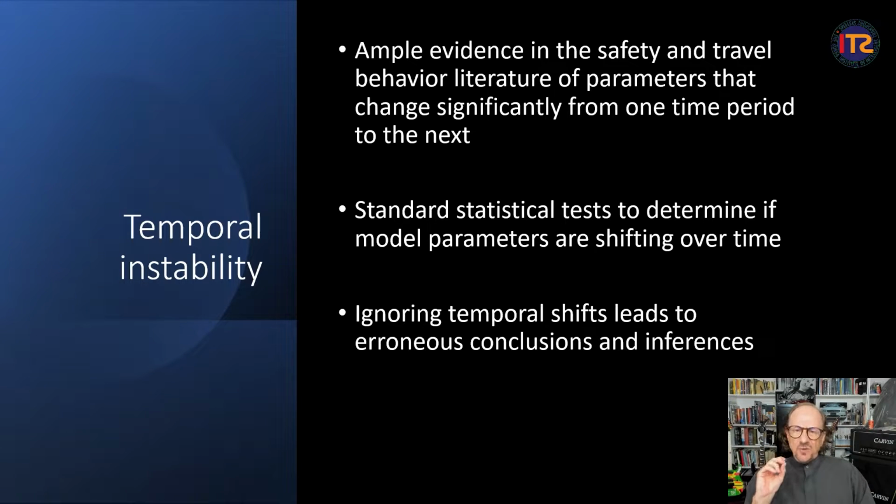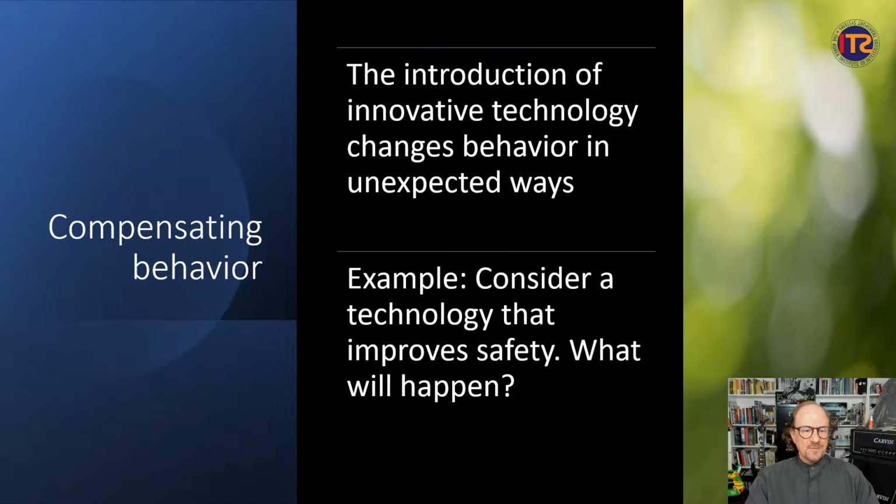So ignoring the temporal shifts that are likely occurring in your data can lead to erroneous conclusions and inferences. So it's very important to think about when you're analyzing data. If you have data that's collected 2 years ago, using that data to predict what's going to happen today could be problematic. And that's something that you can explore empirically, looking at the concept of temporal instability.